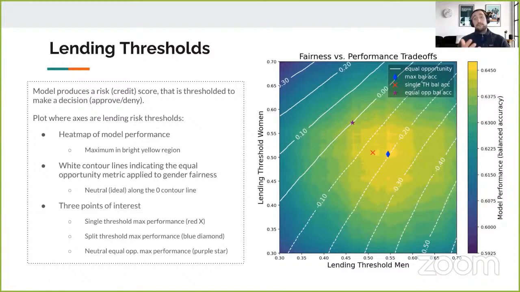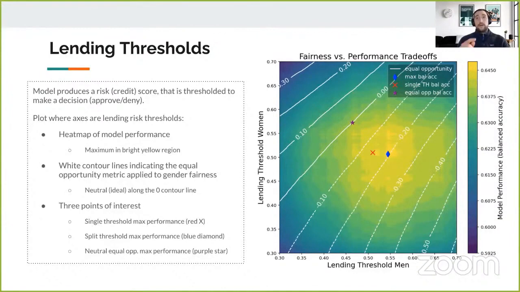So here is a plot on the right where the axes are lending risk thresholds or credit scores, separated for men on the x-axis and for women on the y-axis. The heat map depicts model performance based on the choice of these thresholds. And this model performance you can think of as being very closely related with the system's gross profit rate. And it is maximized in the bright yellow region. The white contour lines that have been superimposed indicate the equal opportunity metric applied to binary gender fairness. Disadvantage is neutralized along that zero contour line. And so ideally we'd be sitting on that zero contour line.